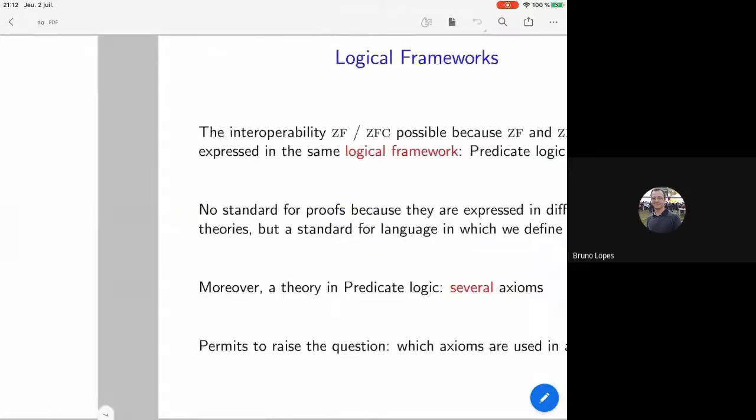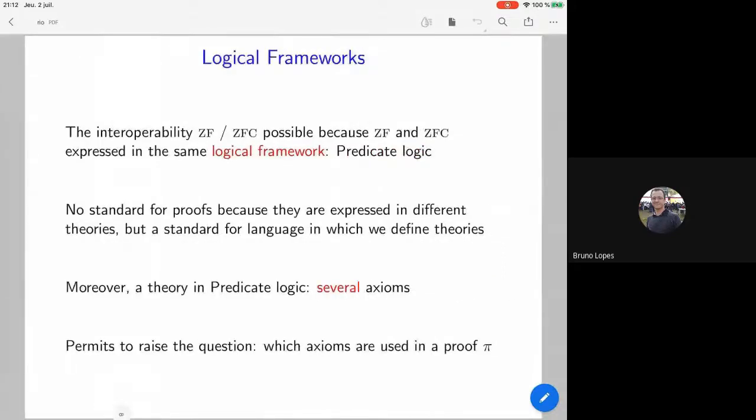How is it possible that we design such an algorithm to transform proofs of ZF in ZFC? As I said, this is trivial, and some proofs that we find in ZFC back in ZF. And one of the reasons why this is possible is because set theory and set theory with the axiom of choice are expressed in the same logical framework. And this logical framework is called predicate logic.